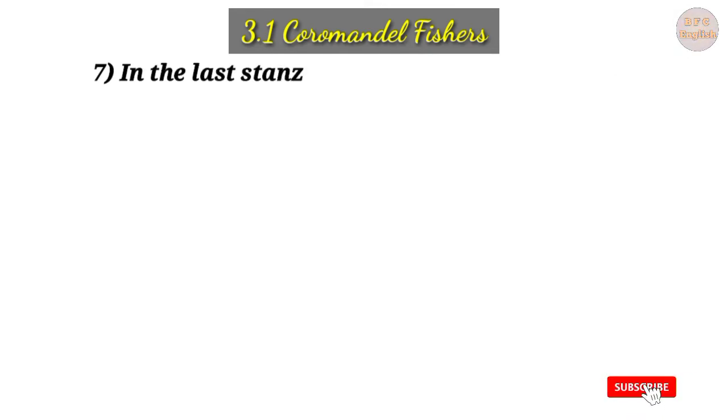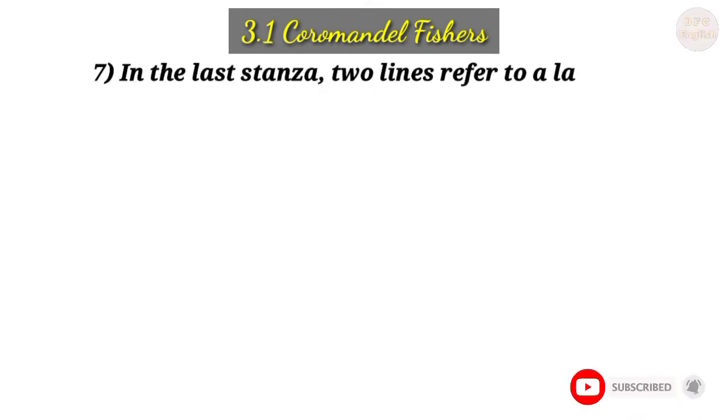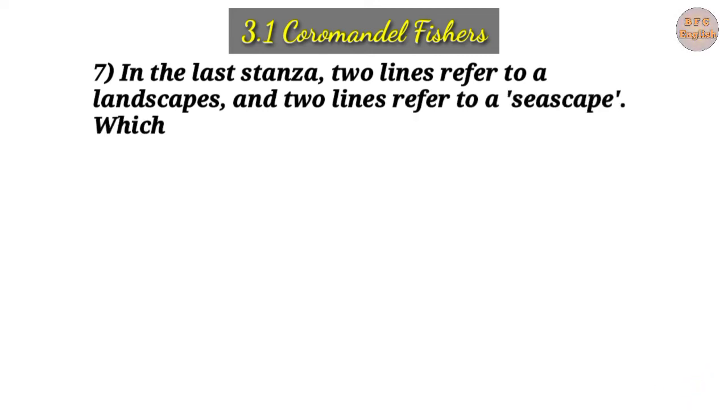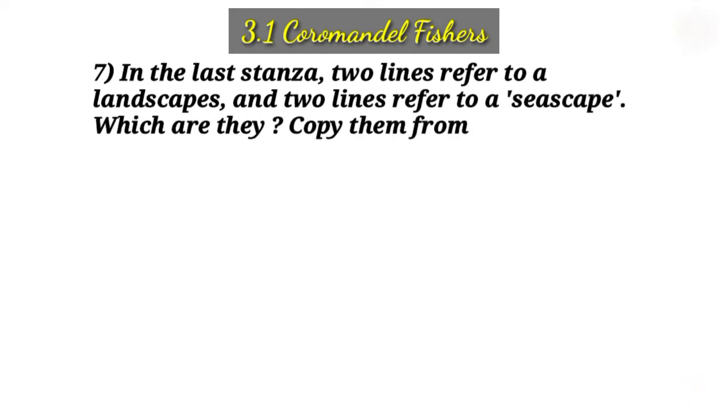Question number 7. In the last stanza, 2 lines refer to a landscape and 2 lines refer to a seascape. Which are they? Copy them from the poem correctly. मित्रांनो, कवितेच्या शेवटच्या कडव्यात 2 ओळी भूप्रदेशाचा उल्लेख करतात व 2 ओळी समुद्र प्रदेशाचा उल्लेख करतात. त्या ओळी कोणत्या आहेत? आपल्याला कवितेतून त्या ओळी तशाच्या तशा लिहायच्या आहेत.